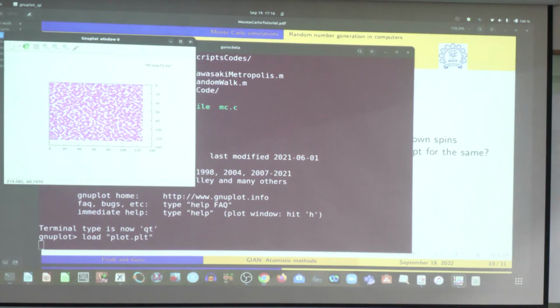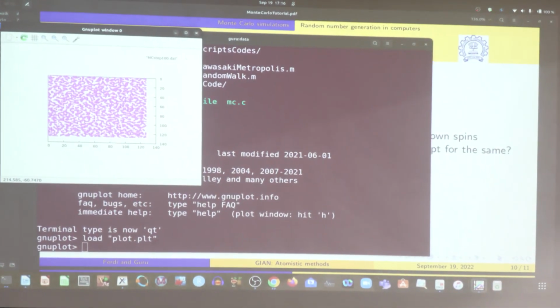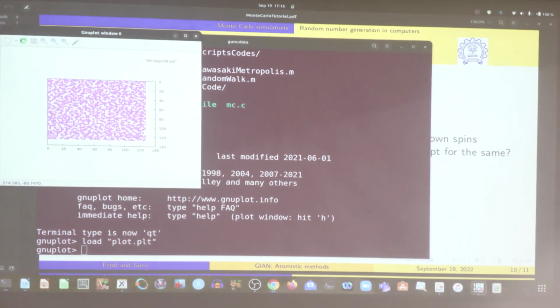Okay. And unlike the Octave script, here the data will come and it will be written to an output directory, and if you use GNU plot, I think you can plot. GNU plot will load, and this is phase separating, as you can see. Okay. So, this is a C code.